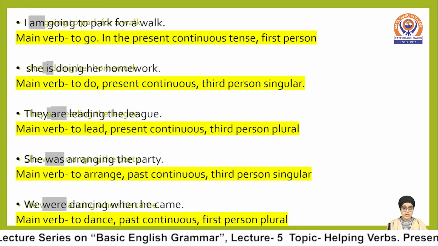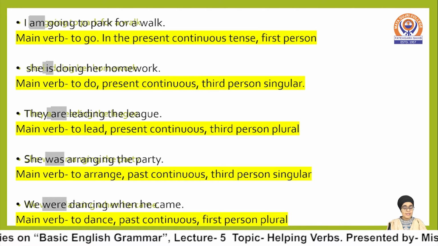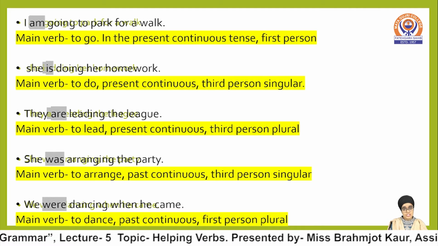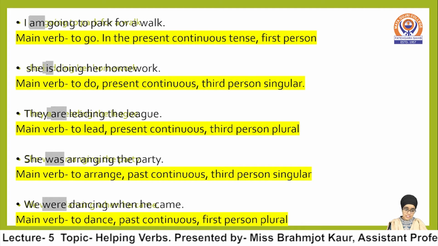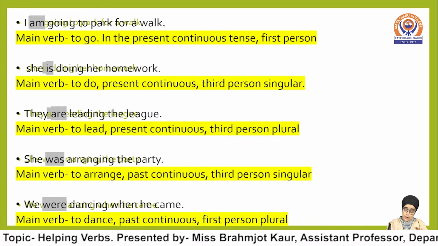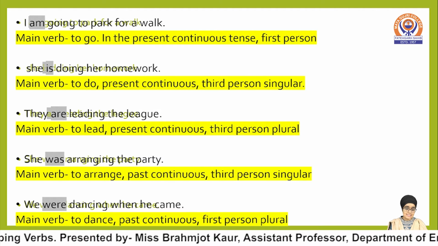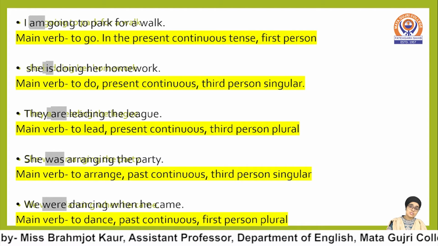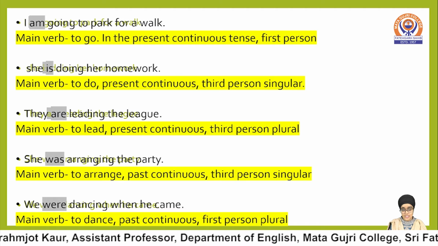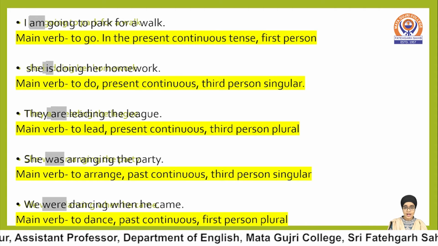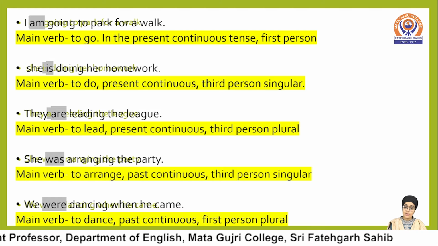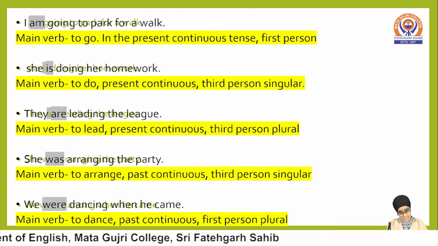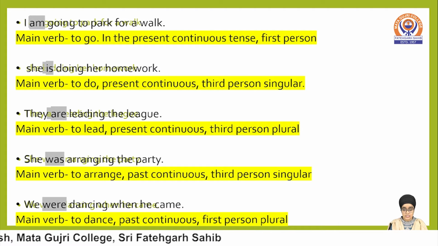First, I am going to the park for a walk. So the main verb is to go. We are using the ing form of it, and I am talking about the first person I. So with first person I am using the helping verb am, and it helps in denoting the tense, that is the present continuous tense. Here if I use was, so I was going to the park for a walk, then the tense will change. The main verb remains the same, to go. I am talking about the first person, using it in the ing form, but the helping verb was will denote the past continuous tense, while am is denoting the present continuous tense.